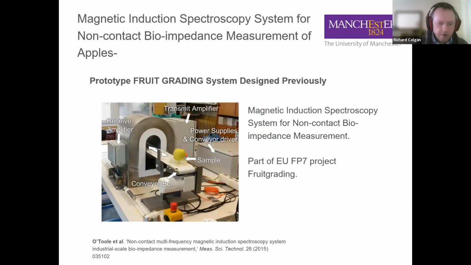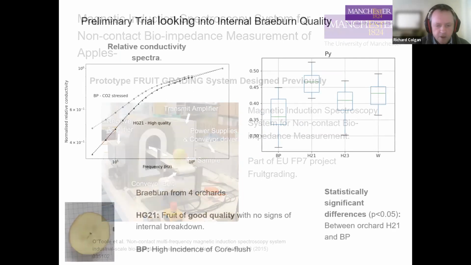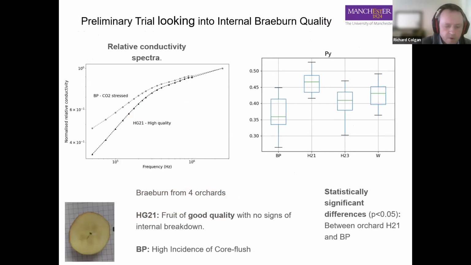So this is a prototype they had some years ago with a little conveyor belt passing through this big magnetic coil, you can see. And then they're able to distinguish between fruits of different damage. So what we've been doing with them, which was some work we did last year, was taking Braeburn fruit, which had different propensities for internal damage.